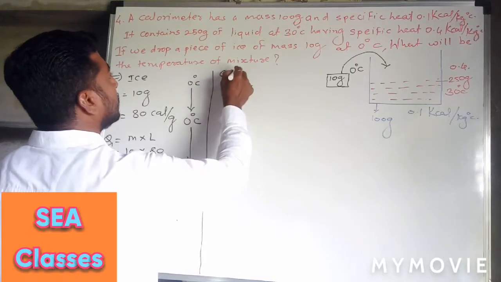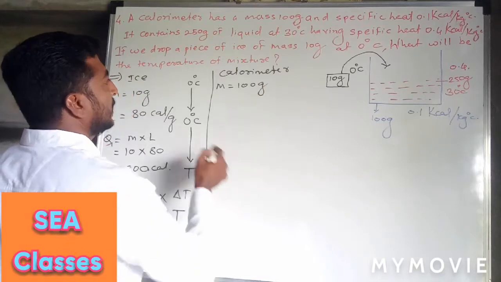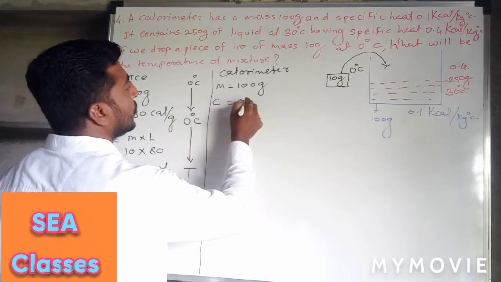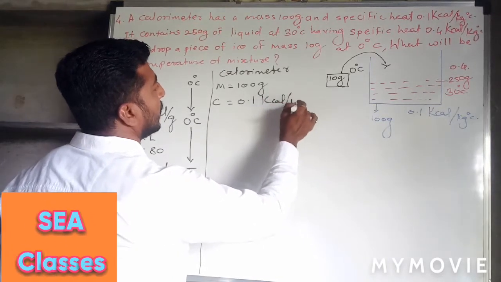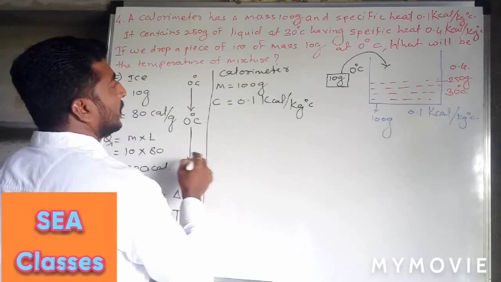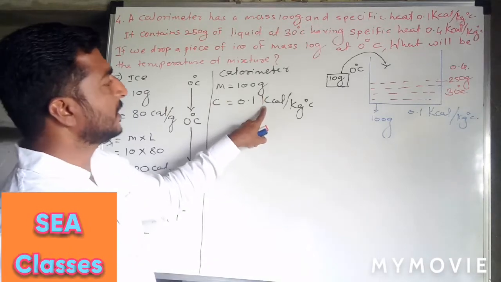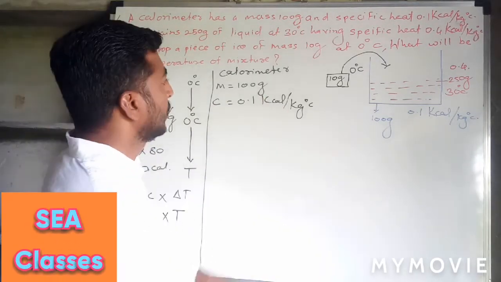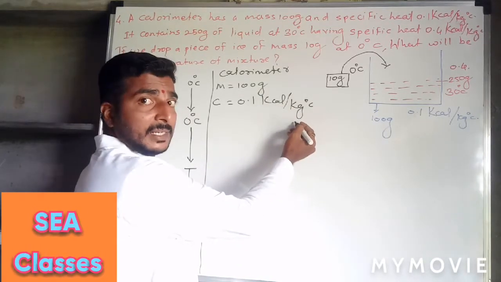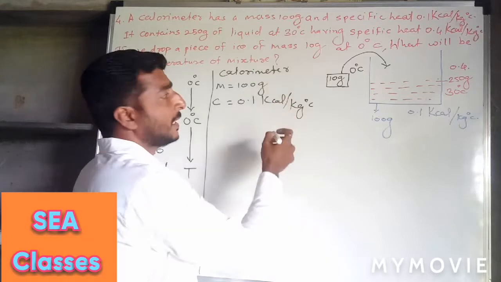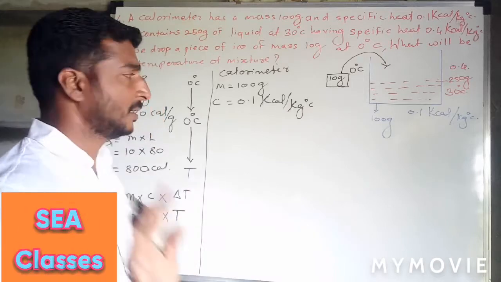Now we will consider the calorimeter. Calorimeter mass is given as 100 gram. Then its specific heat is given as 0.1 kilocalorie per kilogram degree Celsius. Now you can see here the units are given in Celsius and gram everywhere, but here it is given in kilocalorie and kg. So you know kilocalorie is equal to how much? 1000 calorie, and kilogram is equal to 1000 grams. So the 1000 gets cancelled, and it will remain 0.1 calorie per gram degree Celsius.